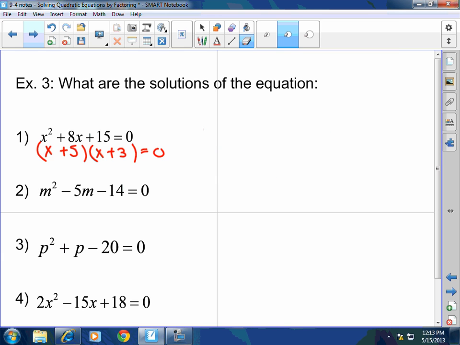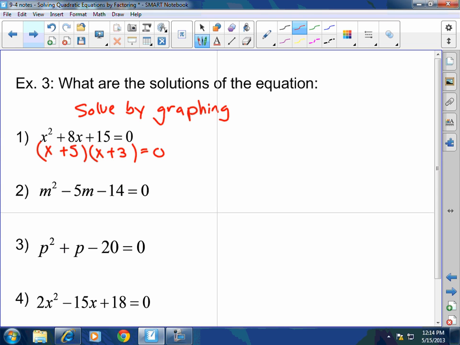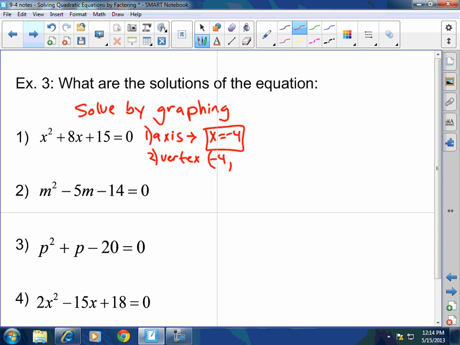If I tell you solve by graphing. If I don't say solve by graphing, you could do it just like we did. Factor it, solve it, you're done. Okay? But if I say solve by graphing, check it out. Number 1, my axis. Negative b over 2a, so it's going to be x equals negative 4. 2, my vertex. My vertex is negative 4, comma, negative 4 squared is 16, minus 32 is negative 16, plus 15 is negative 1. Step 3, my y-intercept is 0, 15.